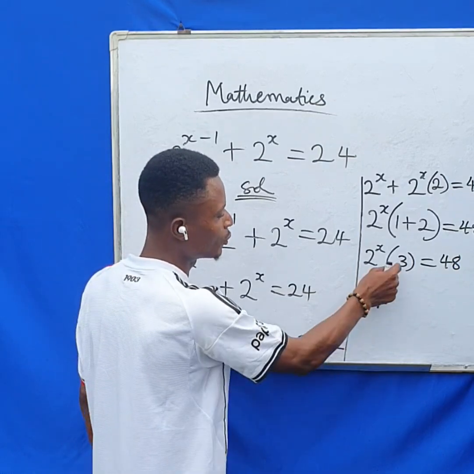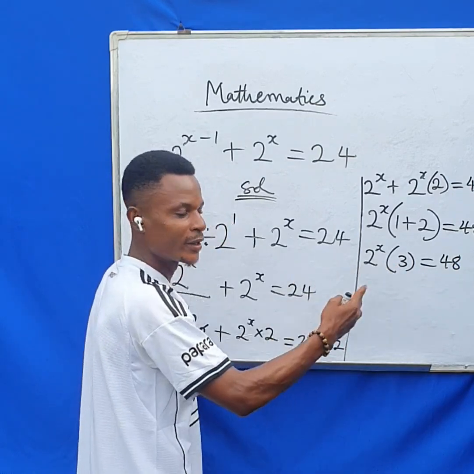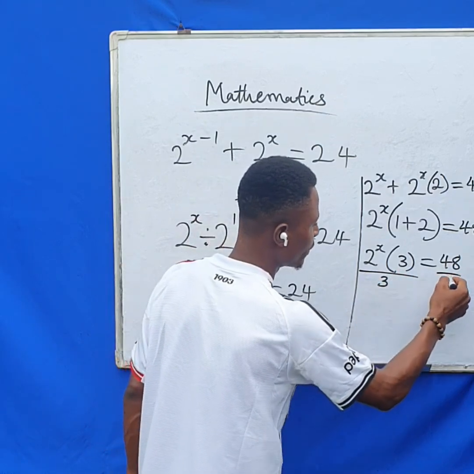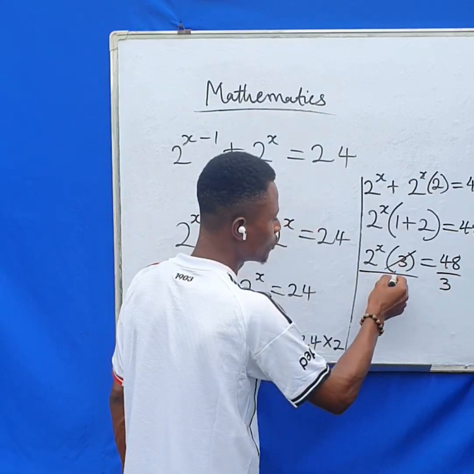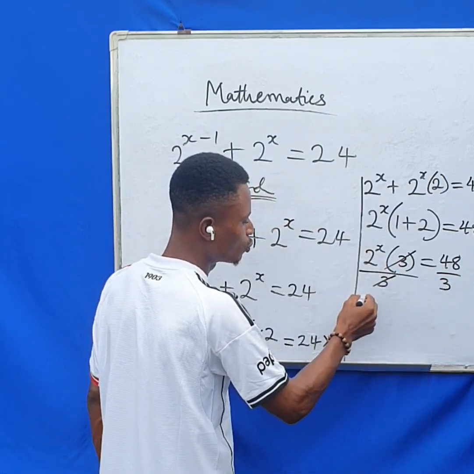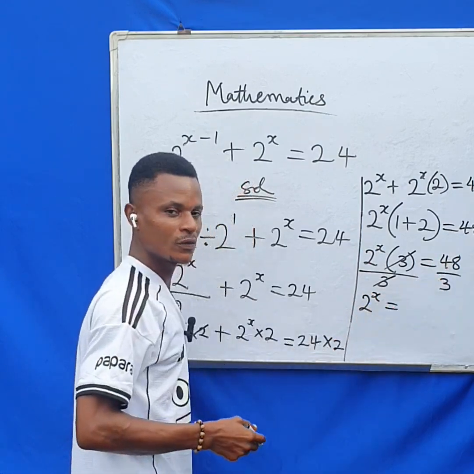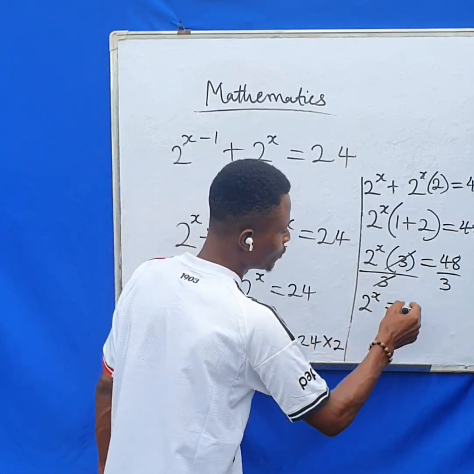The next thing to do is to get rid of this 3 by dividing both sides by 3. So divide this by 3 and divide this by 3. 3 will cancel 3, and we are left with 2 raised to the power of x equal to 48 divided by 3. That will give us 16. So here we have 16.